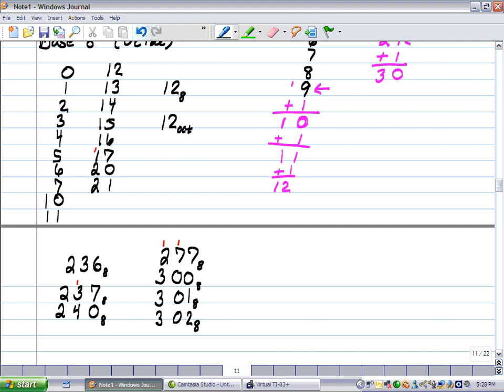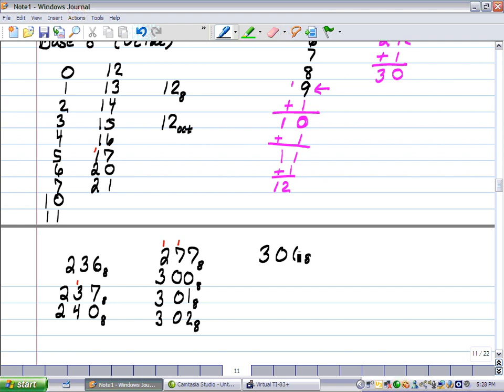Okay, I'm going to do one and let you work it. Let's say I had 306 base 8. See if you can write the next couple of numbers. Maybe pause this and see if you can write them, and then start again and see if you got them right.